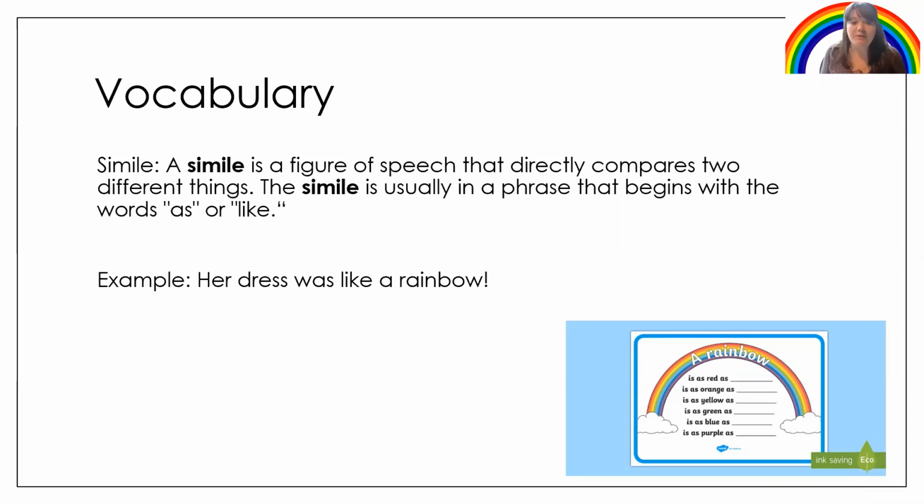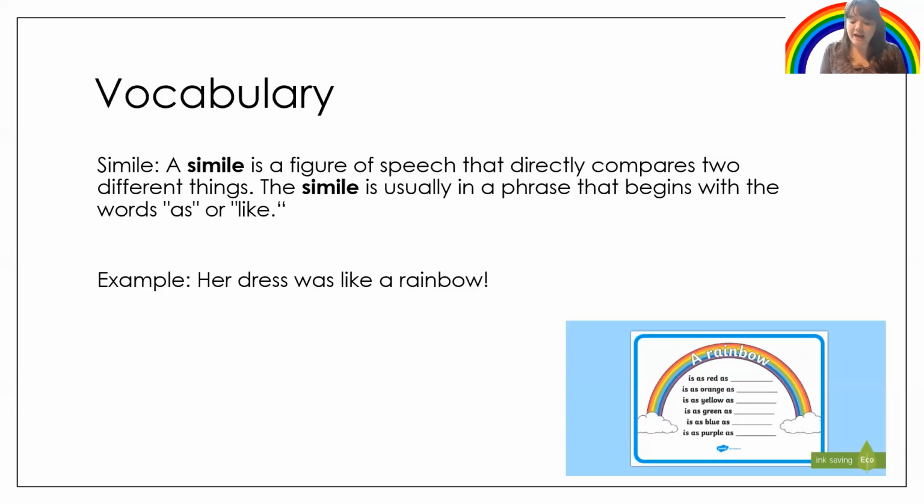Similes are an easy one to remember because it's a phrase that begins with the words as or like. It directly compares two different things. So, her dress was like a rainbow, meaning that she had a very colorful dress on. A fun thing, I have a little poetry blurb here I found on Google, obviously. Something fun you can do is make a poem using all the colors of the rainbow and similes. You can blend those. So I'll read you my poem really quick. And then you can write your own, maybe even come up with a few. That's something fun you can do.